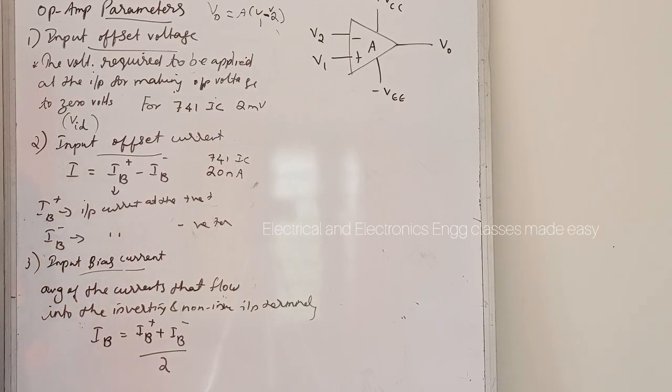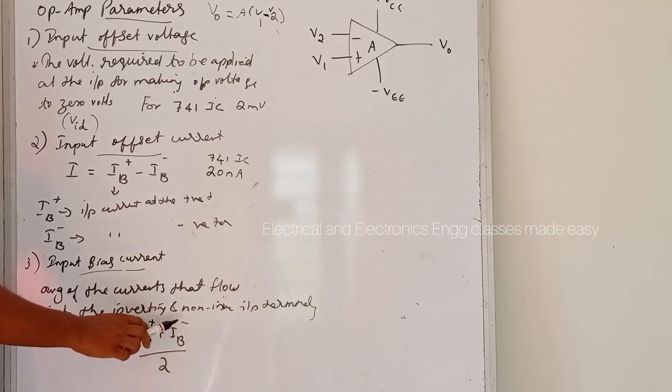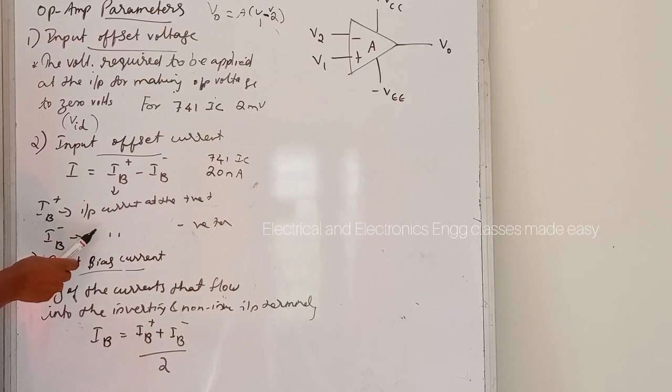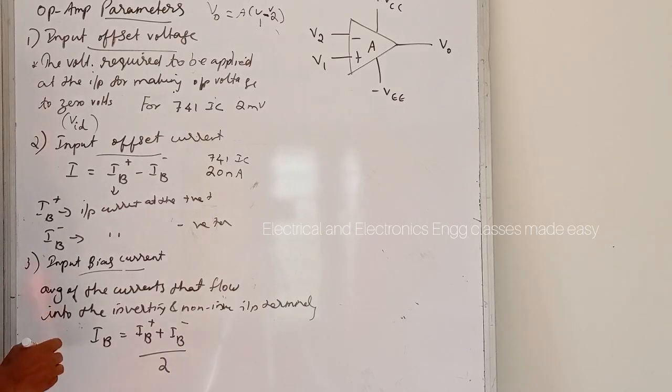Next is input bias current. It is the average of the currents that flow into the inverting and non-inverting input terminals of an op-amp. That is, IB is equal to (IB positive plus IB negative) divided by 2. IB positive and IB negative are the two input currents to the op-amp, and its average is called input bias current. And for the 741 IC, its value is about 80 nanoamperes.